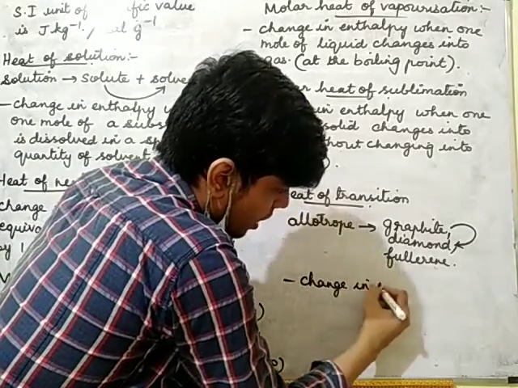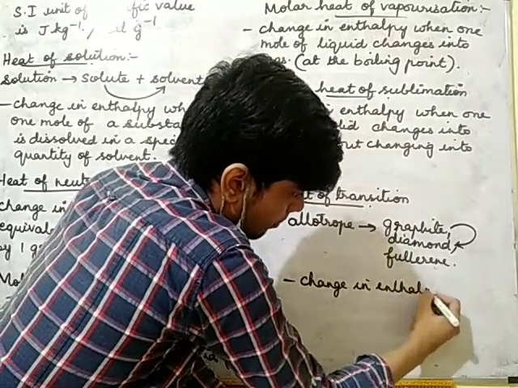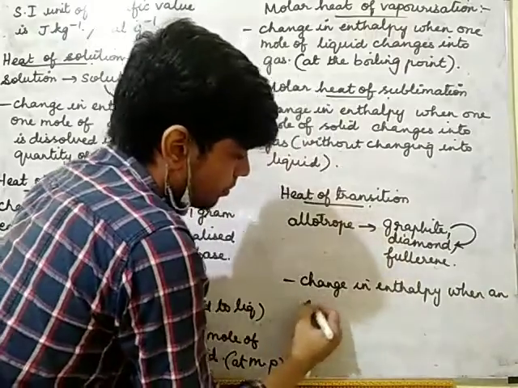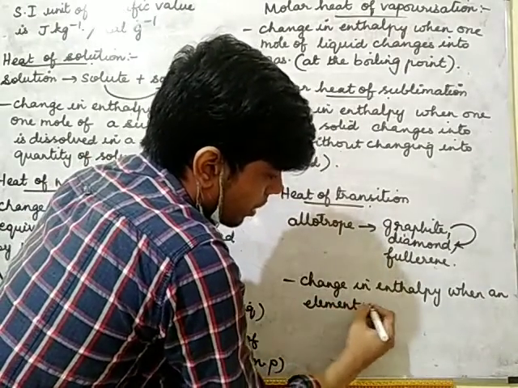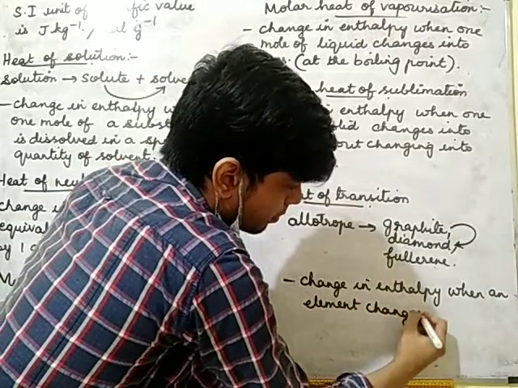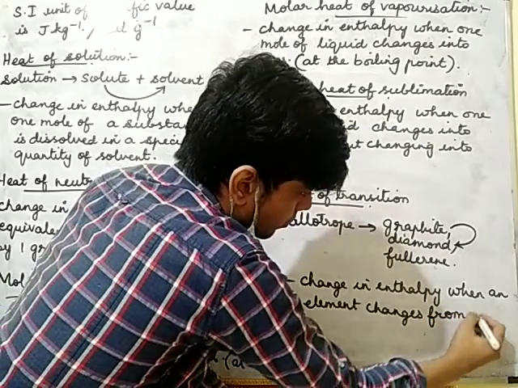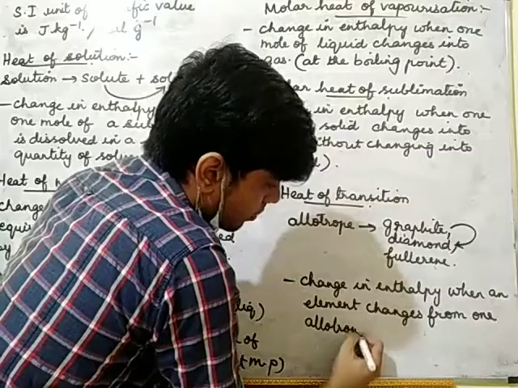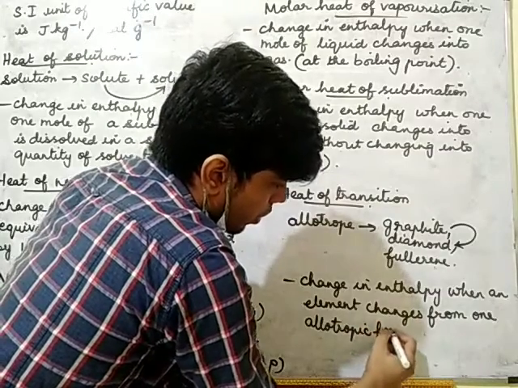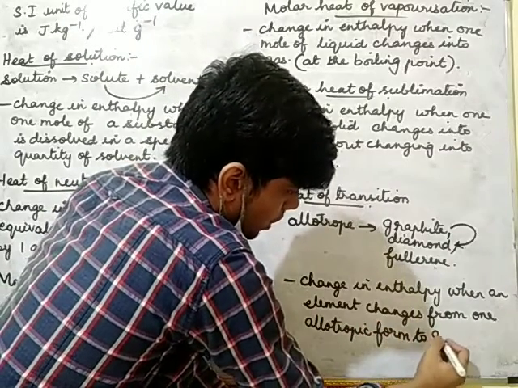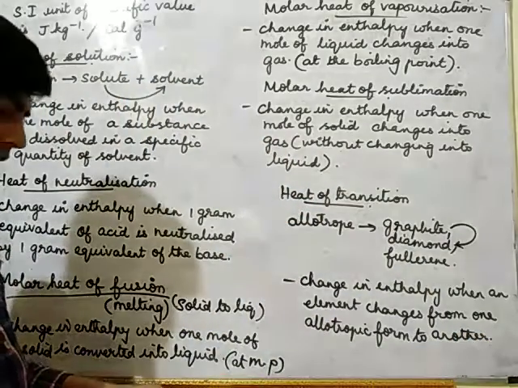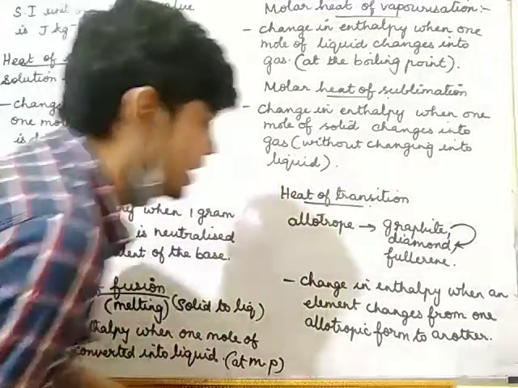Change in enthalpy when an element changes from one allotropic form to another is called heat of transition.